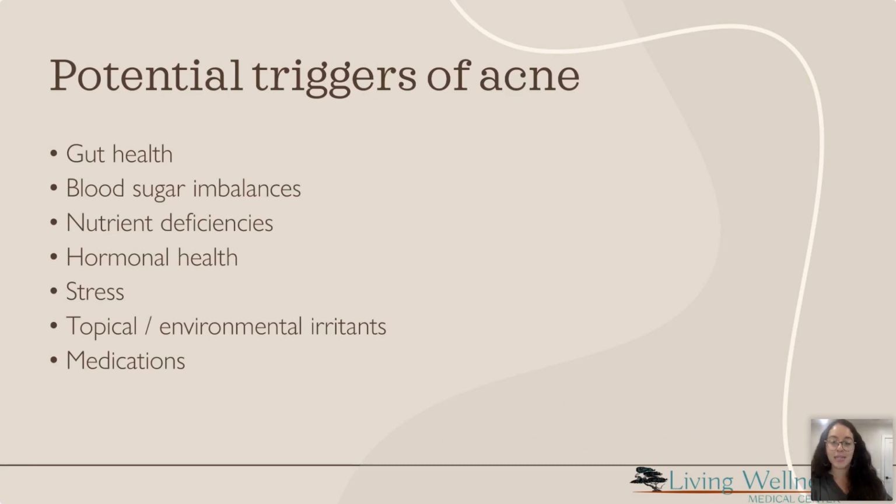So here we go. Potential triggers of acne. Again, there are so many, and some of these don't exist in isolation. They are directly interrelated to each other. So gut health, first and foremost, our skin truly is a mirror of what's happening in the gut. We'll dive into these a little bit more, but this is just an overview. So gut health, blood sugar imbalances, which ties into gut health. Nutrient deficiencies tie into gut health. Hormonal health can also tie into gut health.